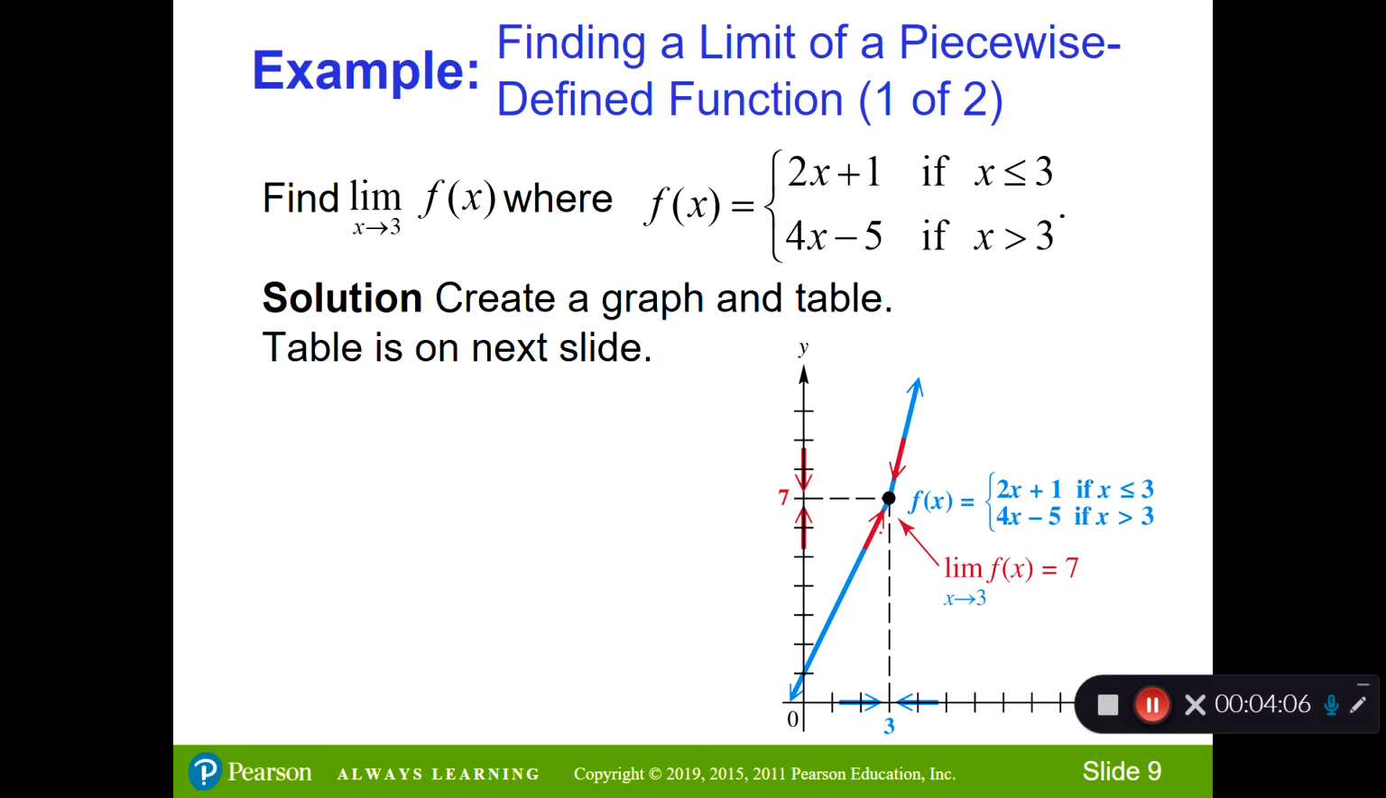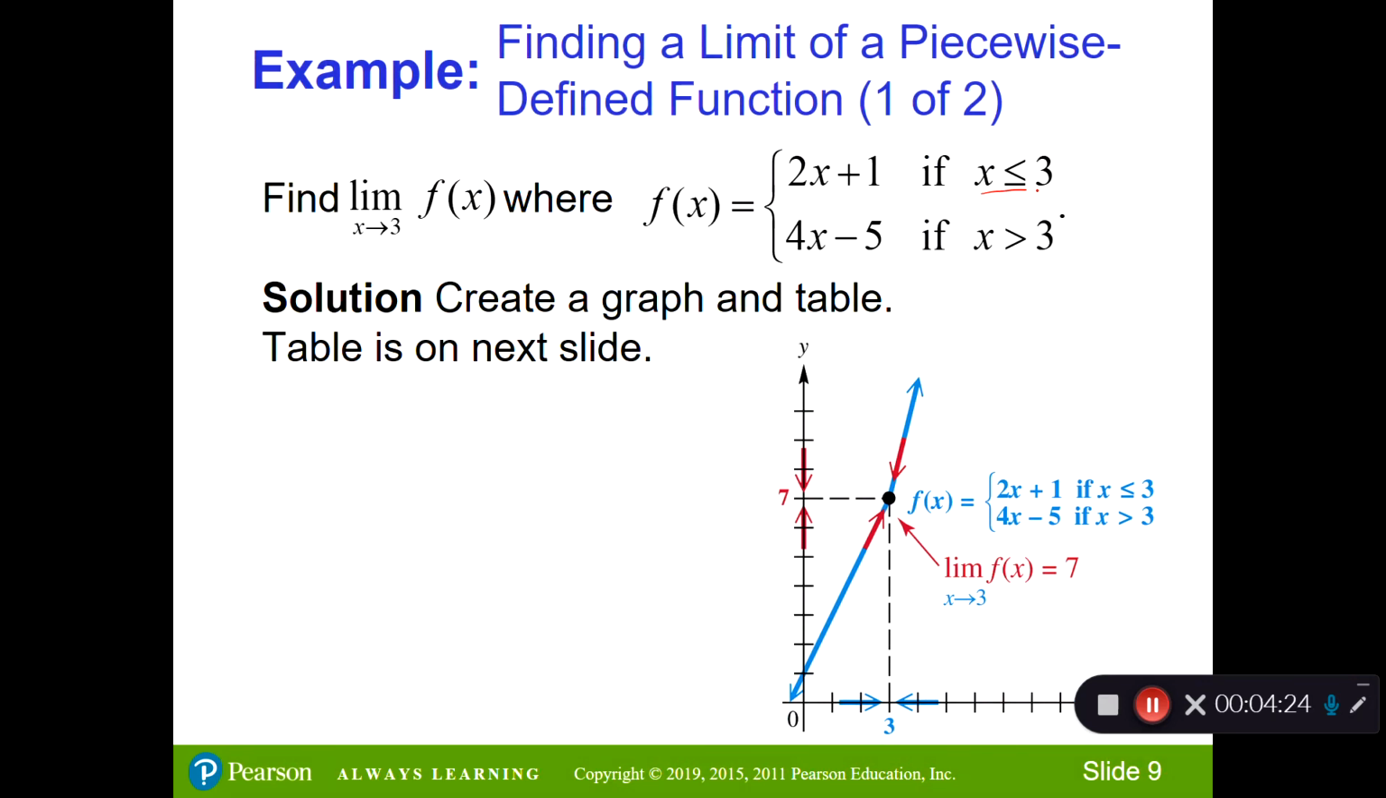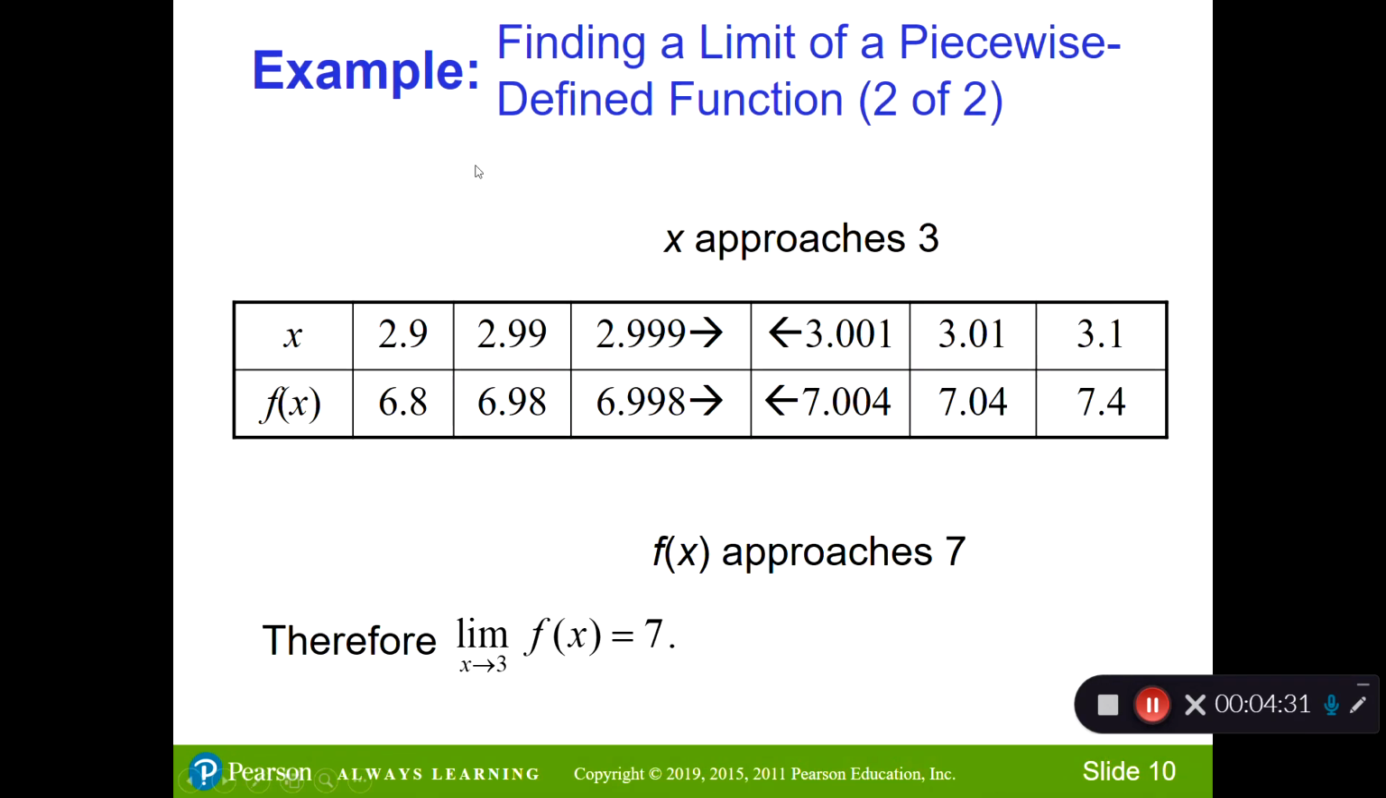Notice, as we get close to the graph this way, we're getting close to 7, and this way, we're getting close to 7. So we suspect the limit as x approaches 3 of f of x is equal to 7. We'll verify that with a table of values. Plug in 2.9, 2.99, 2.999. When I do, all those values are less than 3, so I plug them into this equation, 2 times that x value plus 1. These are the numbers I get.